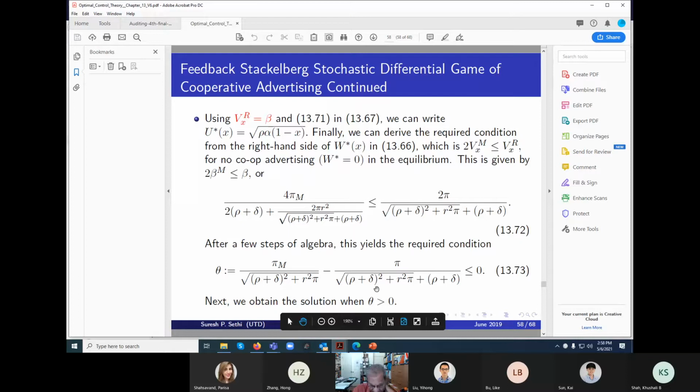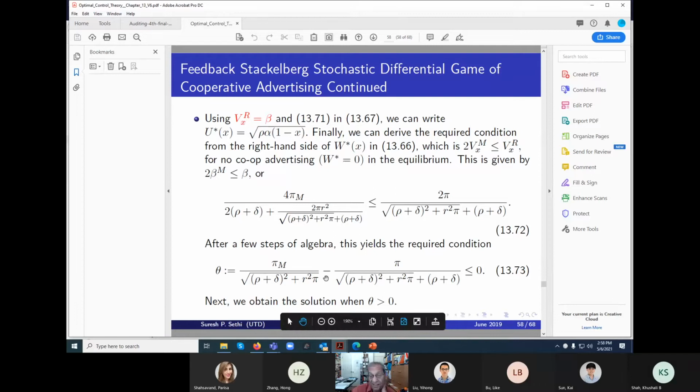Notice what's going on. The rho and delta are small. Because this is a discount rate and this is that depreciation or attrition rate. So suppose I ignore this for a while. If I ignore this for a while, then the denominator here and denominator here are the same. That means pi m less than pi will give you W star equal to 0. What does that mean? That means that retailer's margin is bigger than the manufacturer's margin.